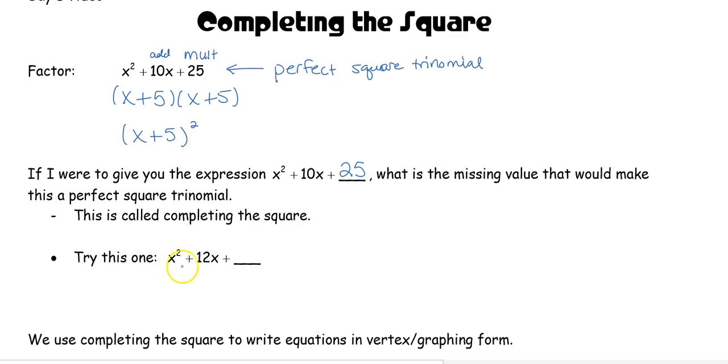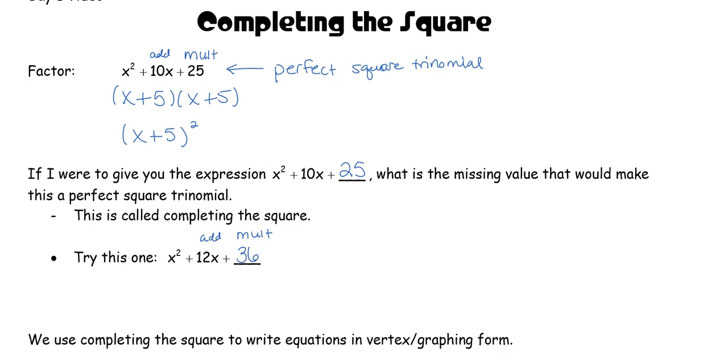So if I look at this one, I've got x squared plus 12x. I'm trying to find out what value is going to make this a perfect square trinomial. Again, I need to multiply to the outside and add to the middle. So if it's the same number multiplied by itself, that means it's the same number that I have to add to itself. So what number can I add to itself to get 12? So the same number that I add 2 times to get 12 is 6. And if I were to square 6, that's going to give me 36.